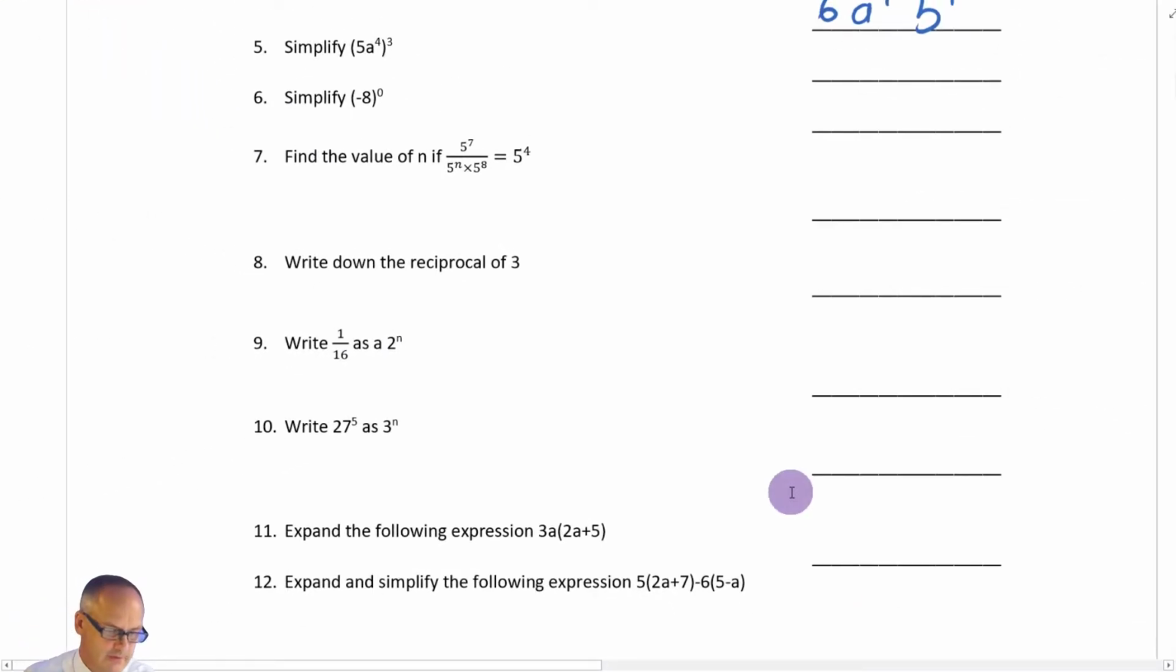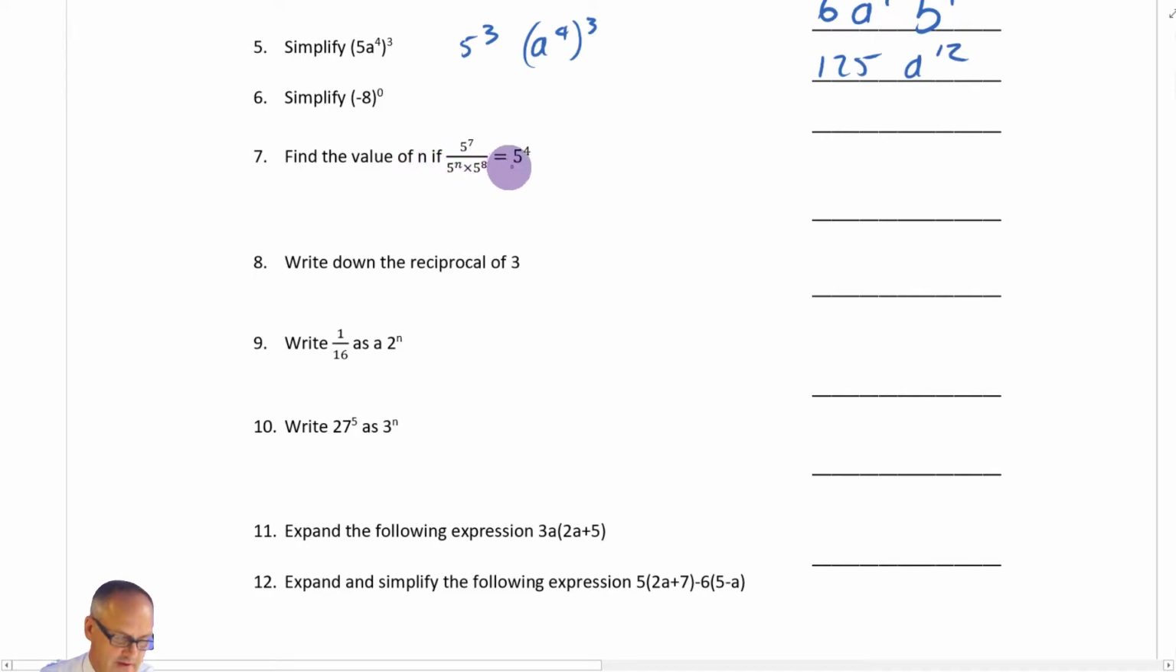Right, moving on. So we want to simplify 5a to the 4, all to the power of 3. To do that, we need to do the 5 to the power of 3 as well as the a to the 4 to the power of 3. A very common mistake is to miss powering the 5. 5 to the 3 gives us 5, 25, 125. A to the 4 to the 3: when you've got a power of a power, we multiply the indices. So we get a to the 12.